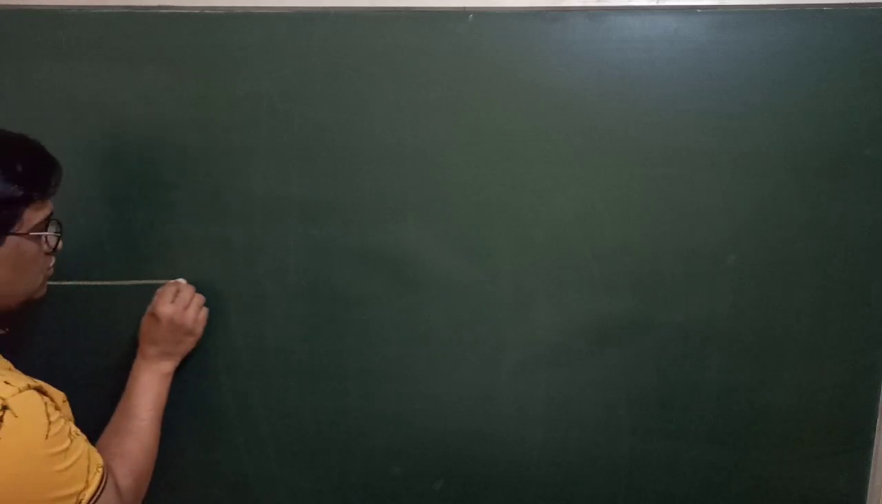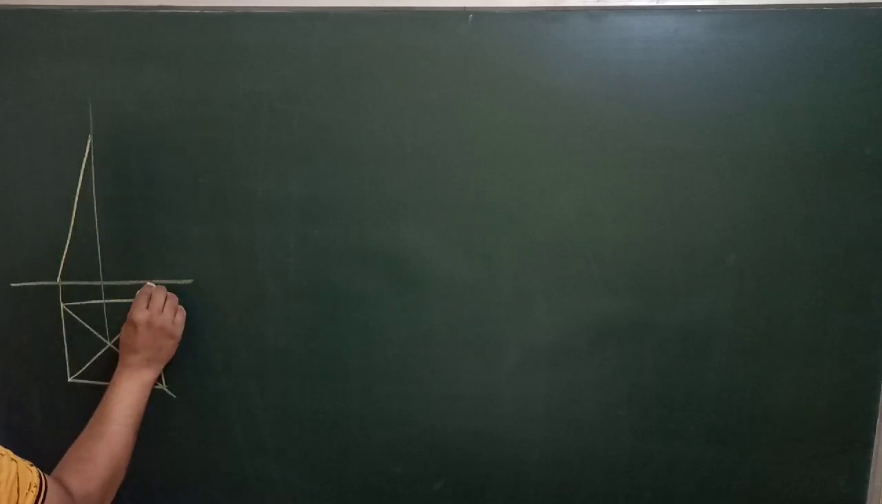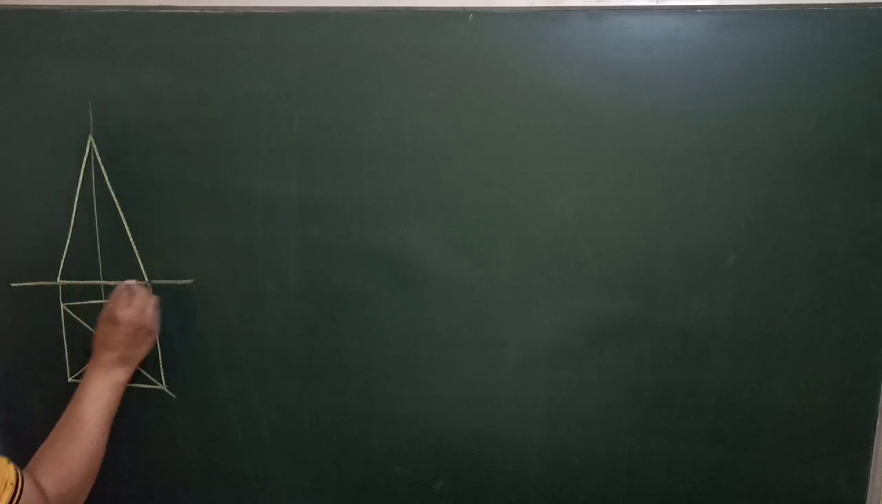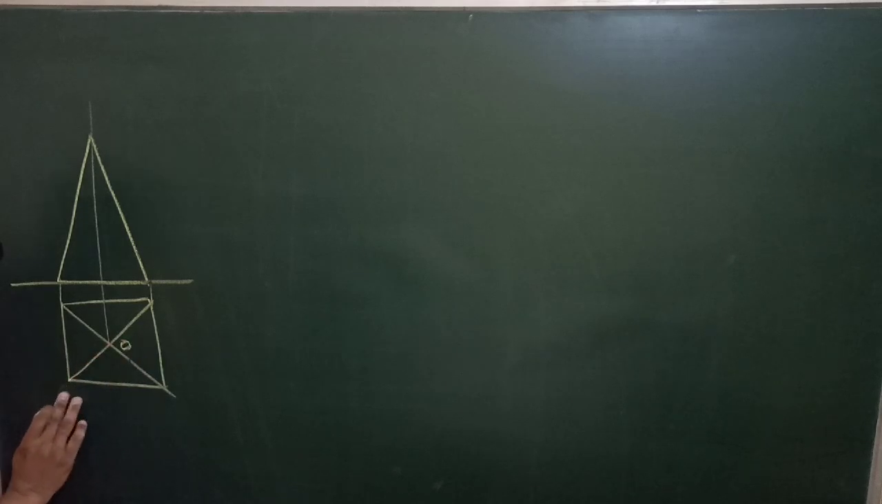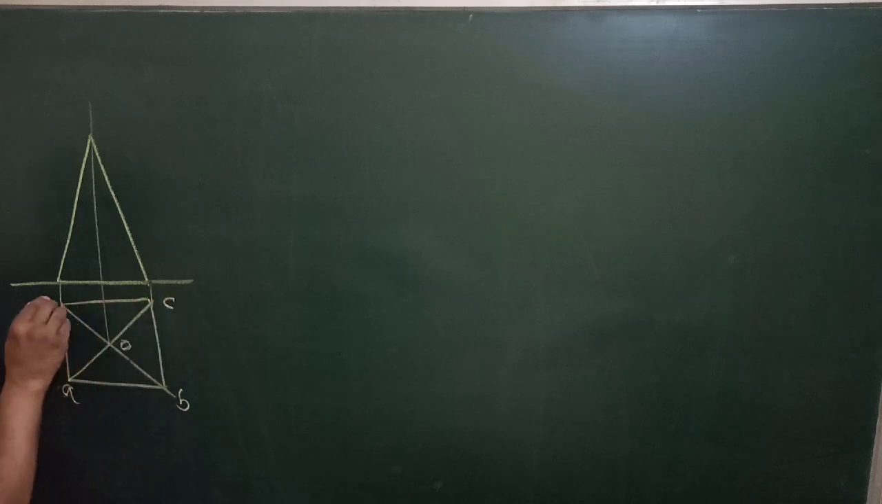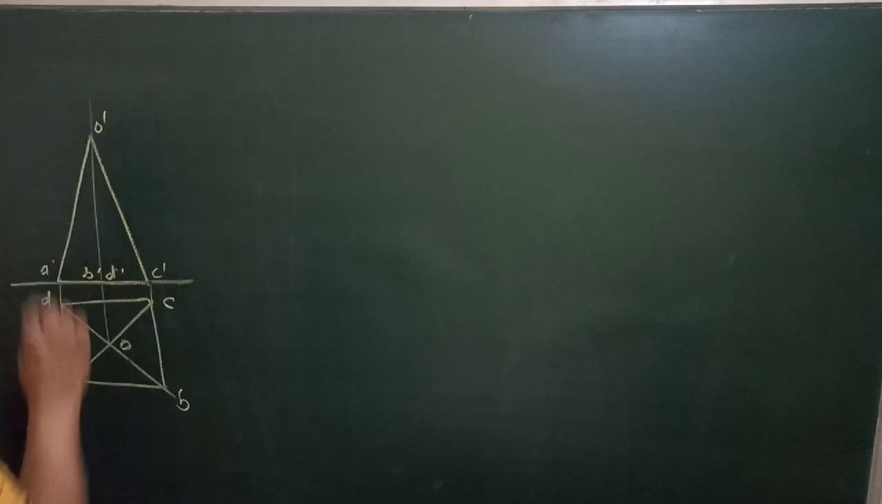So let us have one pyramid, say a square pyramid or so, and it is given here. Say this is the pyramid for which we have to draw the isometric projection. This is apex, say this is A, B, C and D. So A dash, B dash, D dash and C dash, and this is O dash.